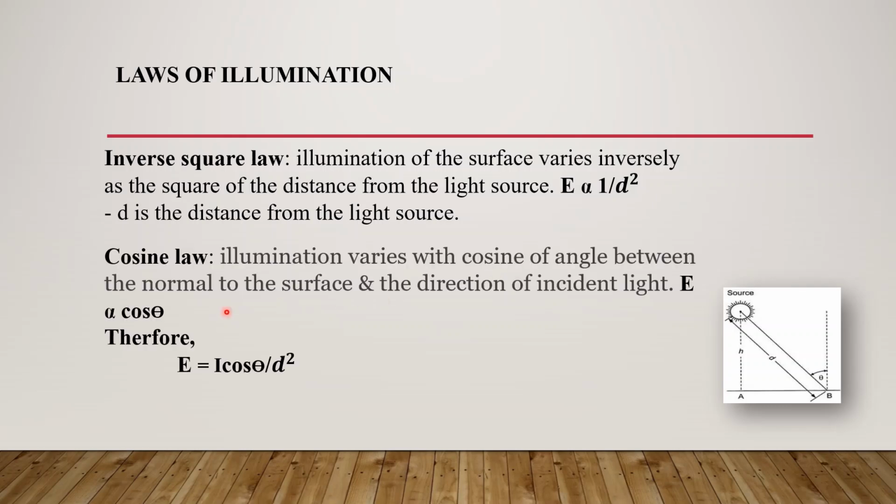The second one is the cosine law, which states that illumination varies directly with the cosine of the angle between the normal to the surface, that is this angle, and the direction of the incident light. So the angle here, so E varies directly with the cosine of theta. If you combine this law and this law, you are going to get that E, which is the illuminance, is equal to I cosine theta upon d squared. The I here is the luminous intensity, which is the brightness as we defined in the previous slide.